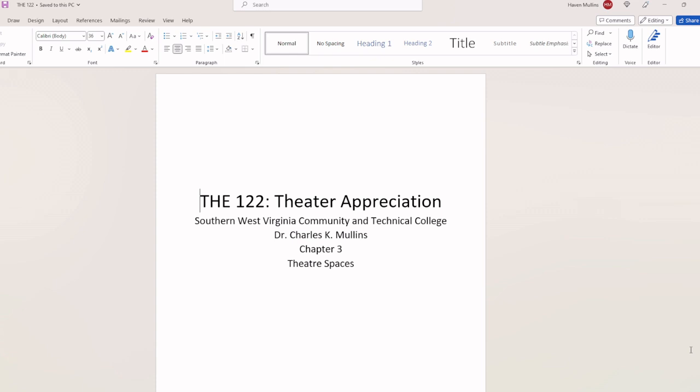Moving on past the thrust stage, we have what's called a black box. Black box theater. This is a space that's open, it's flexible, it's adaptable. The seating inside a black box is also flexible and adaptable. It could be that in a black box you simply have folding chairs, right? Hopefully padded for the comfort of the audience, but folding chairs that can easily be moved around into different configurations.